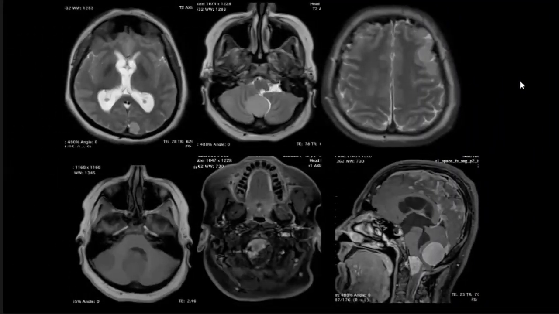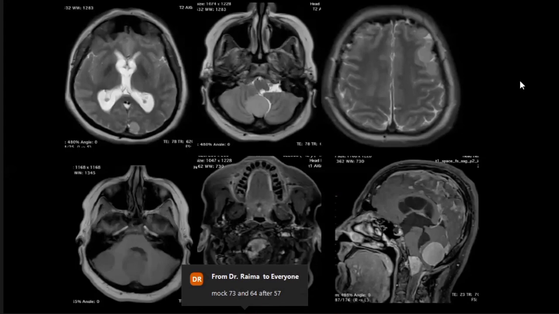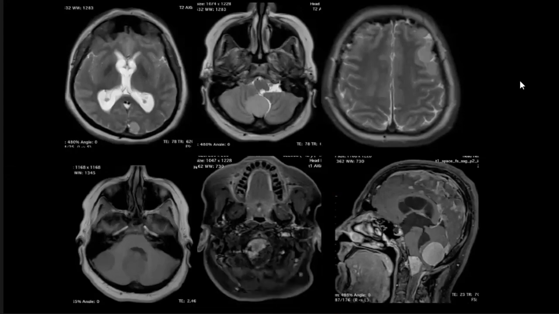Multiplanar multisequential MRI brain provided: T2, FLAIR axial, T1 and T1 post contrast images showing a hyperintense abnormal signal intensity rounded area noted in the mid cerebellum, which is hyper on T2 and low on T1, and on the post contrast images it shows homogeneous enhancement.